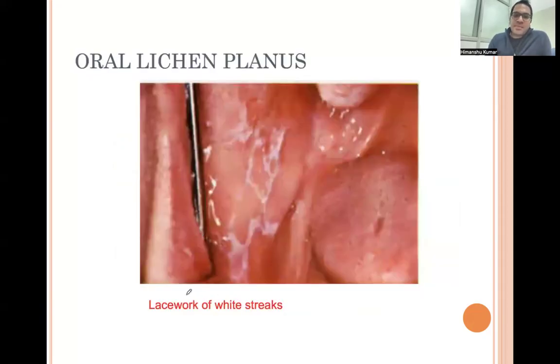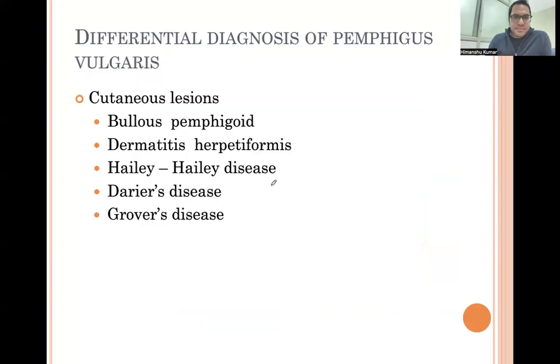Oral lichen planus will have characteristic lace-work white streaks. So this is also very important from an exam point of view. They might give you a picture. This lace work looks like a reticulate network, violaceous, whitish. This is oral lichen planus.